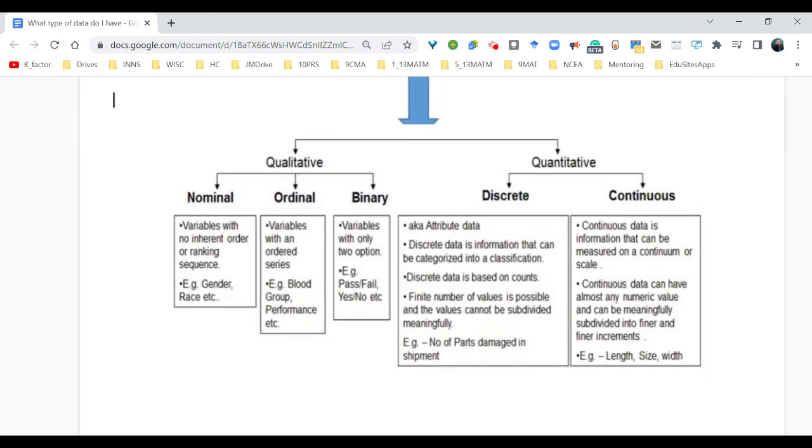Now, it's very important for you to understand the type of data you have in order to create an appropriate graph. I want to keep my video short, so watch the next one on the types of graph you can draw with what type of data you have.